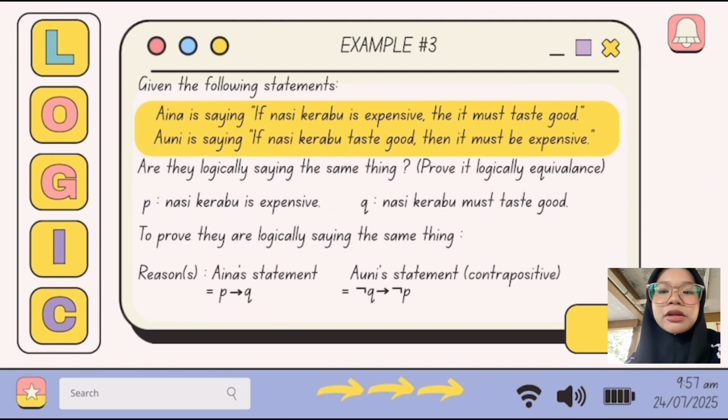The contrapositive of Aina's statement, which is P implies Q, would be not Q implies not P, which is if nasi kerabu does not taste good, then it is not expensive. Since Auni's statement is not the contrapositive of Aina's statement, but only its converse, we can conclude that the two statements are not logically equivalent and do not mean the same thing.